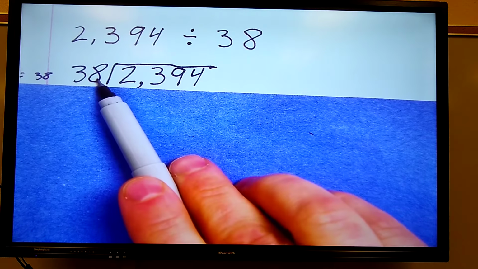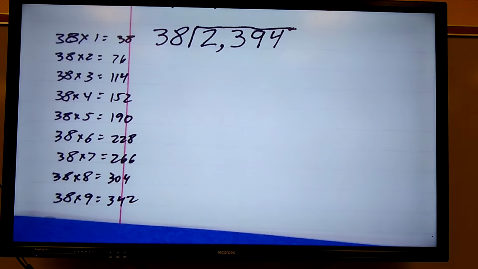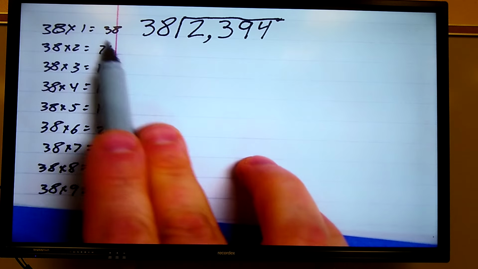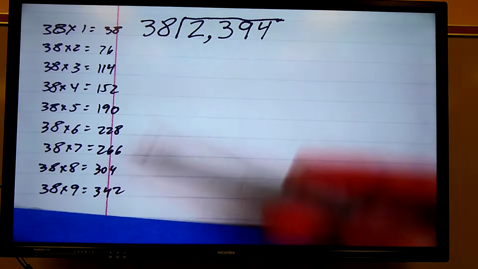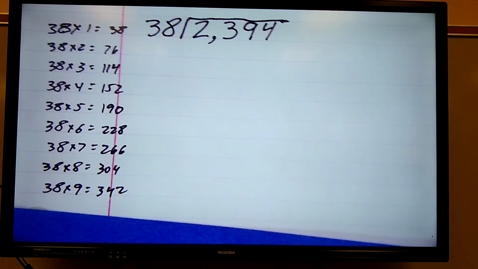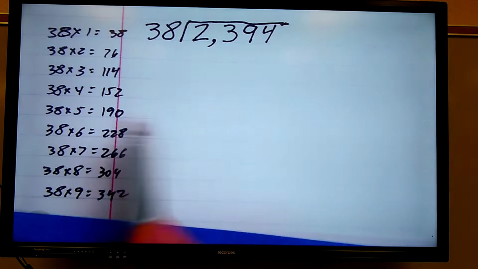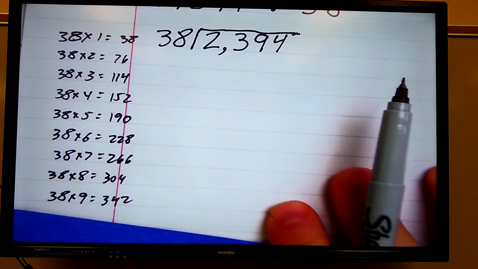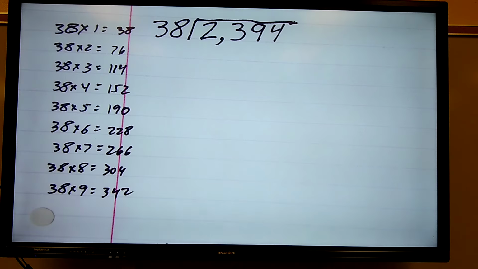Now, the first thing you need to do is find the facts of 38. I already did that for you, but you are going to be doing that on your own. You take your divisor and find all your facts. Times 1, 2, 3, 4, 5, 6, 7, 8, and 9. Find all the facts because this is what you're going to use to solve the problem. Make sure these are correct, because if any of these are wrong, your answer will definitely be wrong. So, let's divide. Now that we have all of our tools to use, let's divide this problem.